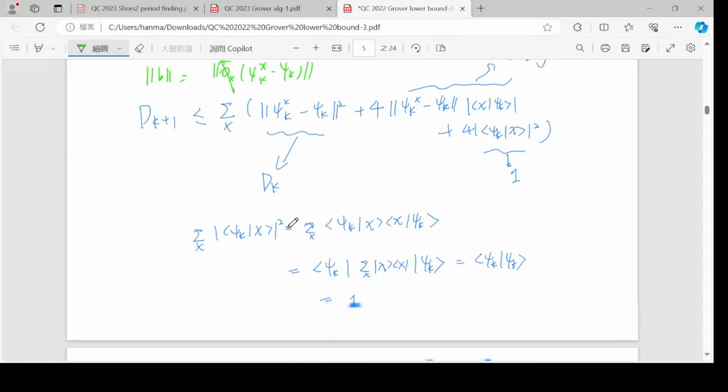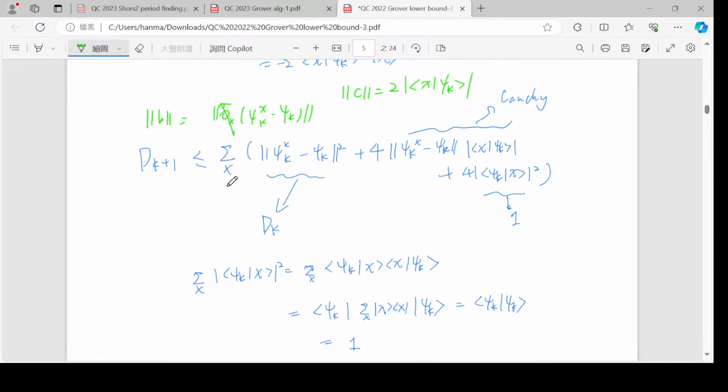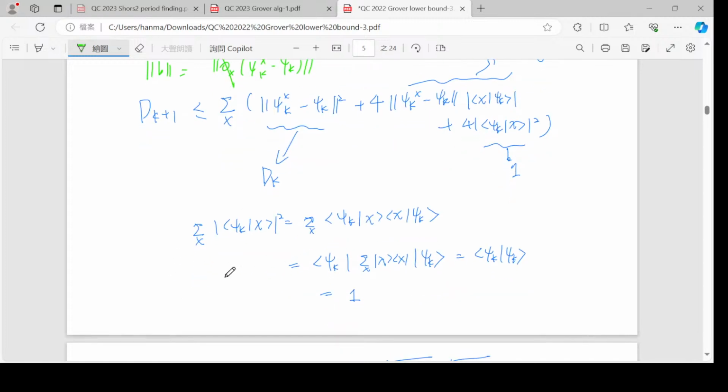Now what will happen? Now we will simplify a lot of things. The B squared term, as we said, is going to be d_k. And the C squared term, when you sum over x, actually becomes 4. Because this is the amplitude of psi_k on the x coordinate, and psi_k is a normalized state, so the sum of the coefficients squared should become 1. And if we want to see this in more algebra, then this.